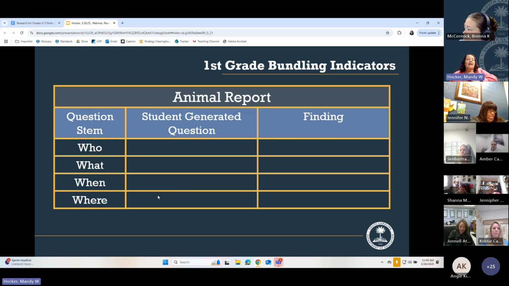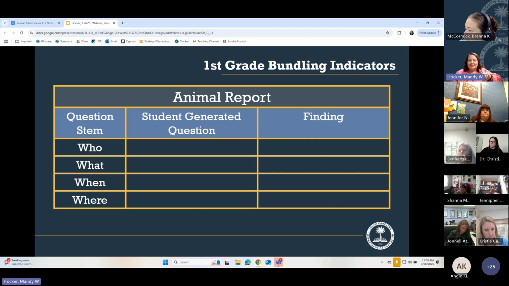So what this might look like. Animal report, and the question we need to write about is who. What's a who question that a student could generate around an animal? Maybe, who is the animal I want to research? Who is the animal that lives in the rainforest and has red eyes? Okay, those are student-generated questions. When we think about what, it may be, what is this animal known for? What characteristics does this animal have? So the students are generating their own questions based on the question stem I give them, and then they are researching and coming up with their findings.